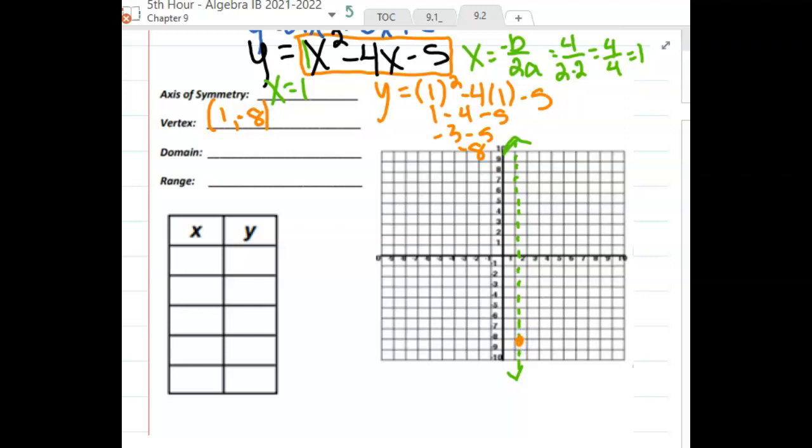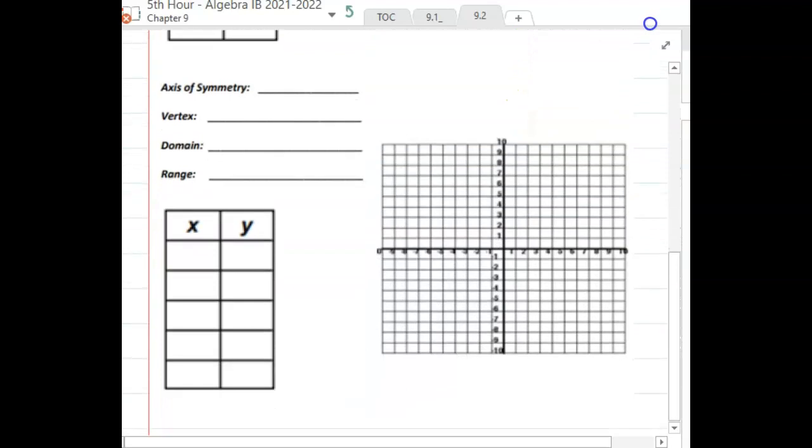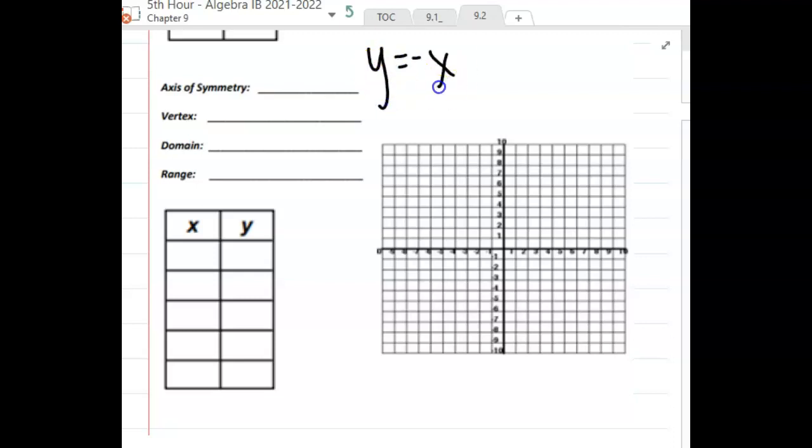That's all you're going to do today on your homework. You have 6 problems on your homework, I think. That's all I want you to do, find the vertex and axis of symmetry. We'll come back and do the table tomorrow. Okay? So let's do one more, just finding the vertex and axis of symmetry. Okay, let's do y equals -x squared plus 4.